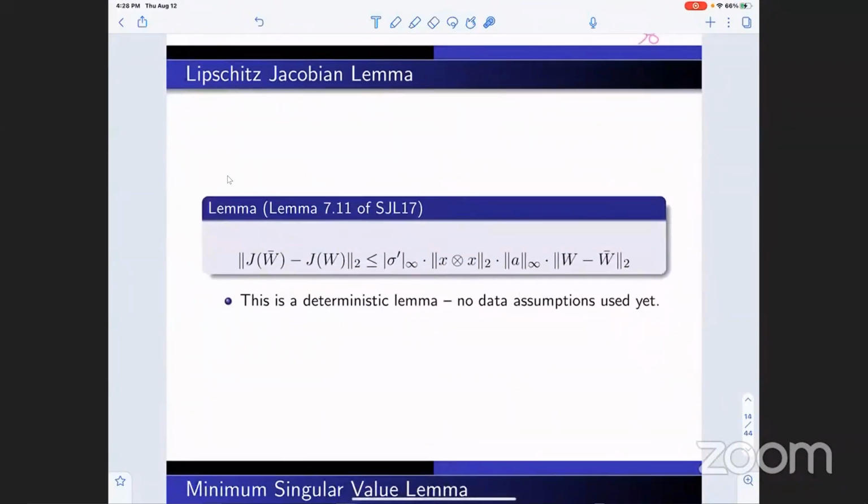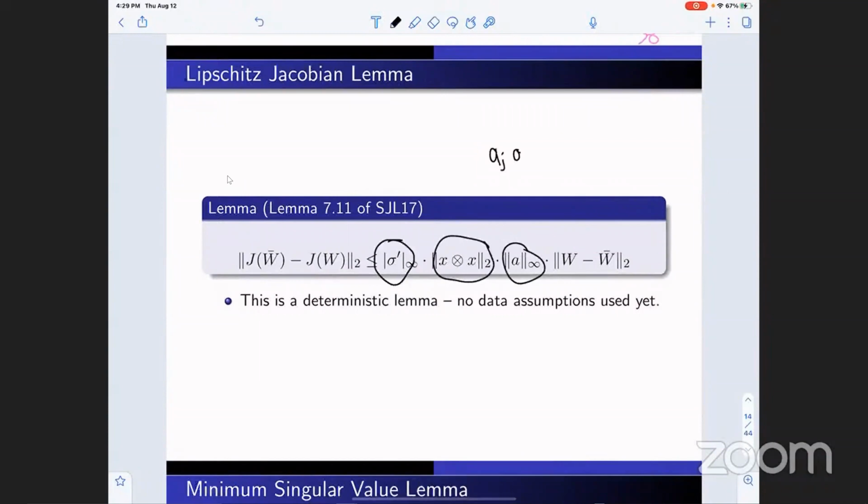Okay, so let's look at the Jacobian-Lipschitz lemma, and this is straightforward. This is just a calculation. I did the calculation here for two-layer networks. You can do it for any depth. It's just backpropagation. There's nothing deep here. So it's the infinity norm of the derivative, times x Kronecker x's 2-norm, times the infinity norm of the A's.